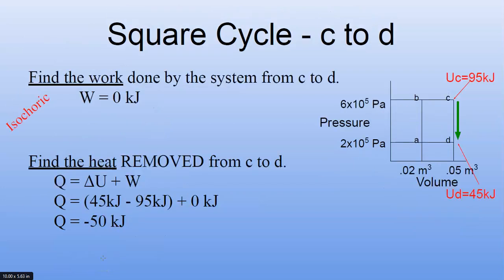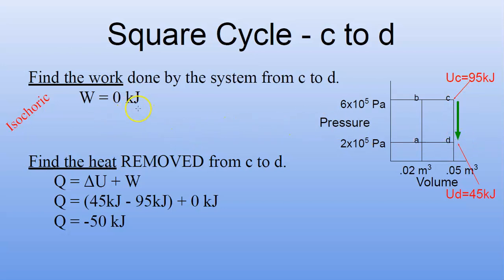All right. Next up, we're going to let it fall here. We're taking the fire away. We're not adding heat anymore. We're letting this thing cool off. And this is going from C down to D. You see that I fall from 95 kilojoules of internal energy to 45. That's a drop of 50 kilojoules.